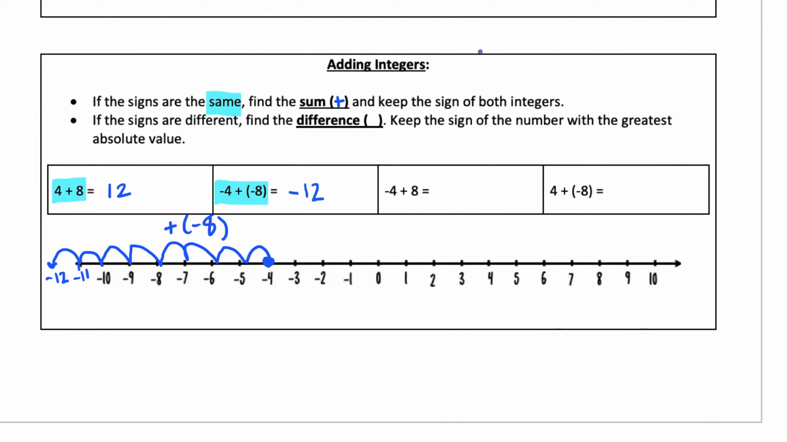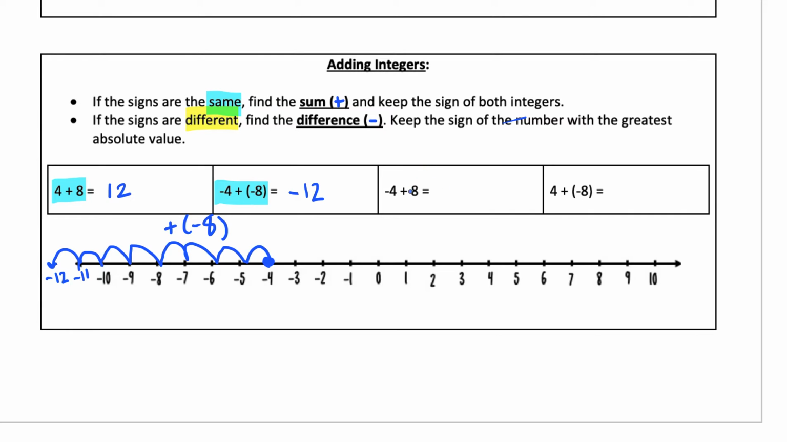So you can either use this rule that we had where you add the numbers and keep the sign, or if the number line helps you think about where it's going, whether it's getting negative or positive, then that might help you. If the signs are different, so this is our other scenario, when the signs are different, find the difference, so remember difference means subtraction, then keep the sign of the number with the greatest absolute value.